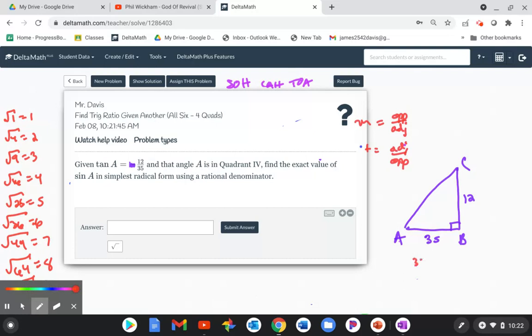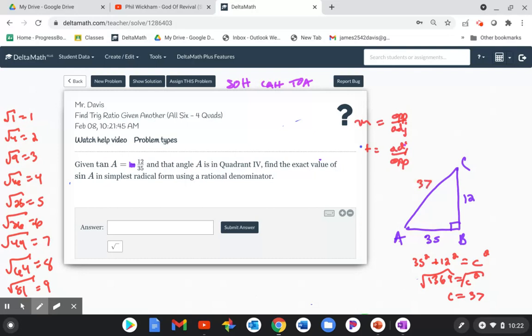So we've got 35 squared plus 12 squared equals C squared. I'm going to have to bust out the calculator for this one. 35 squared plus 12 squared is going to give us 1369 equals C squared. And the square root of that is 37. That works out nicely. So C is 37.